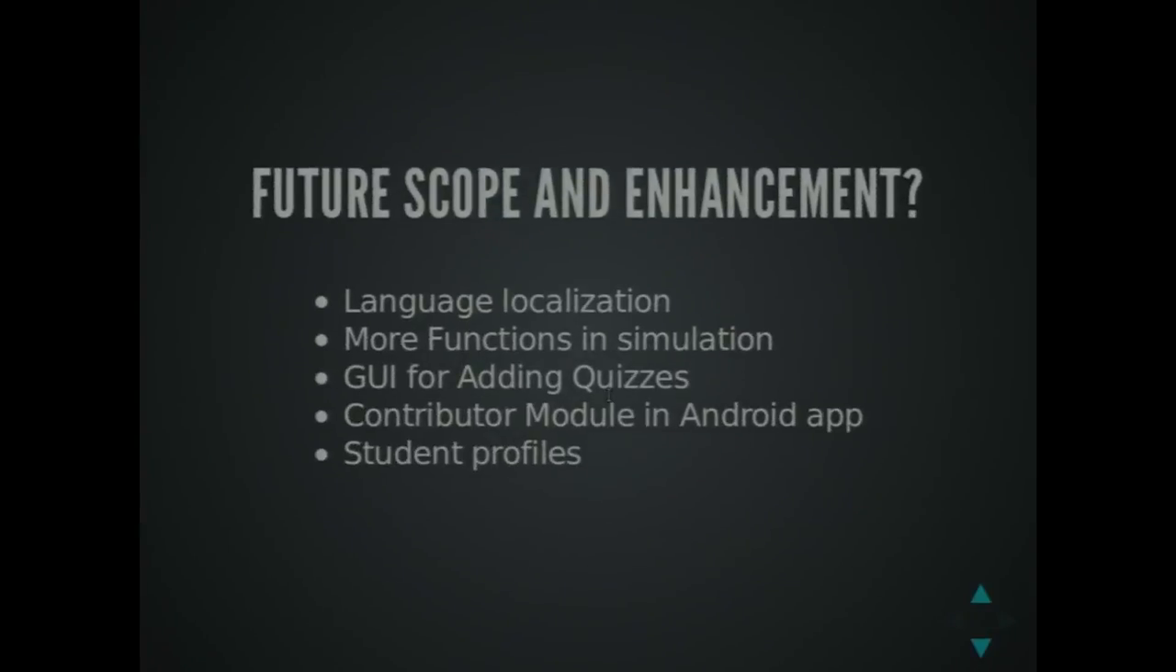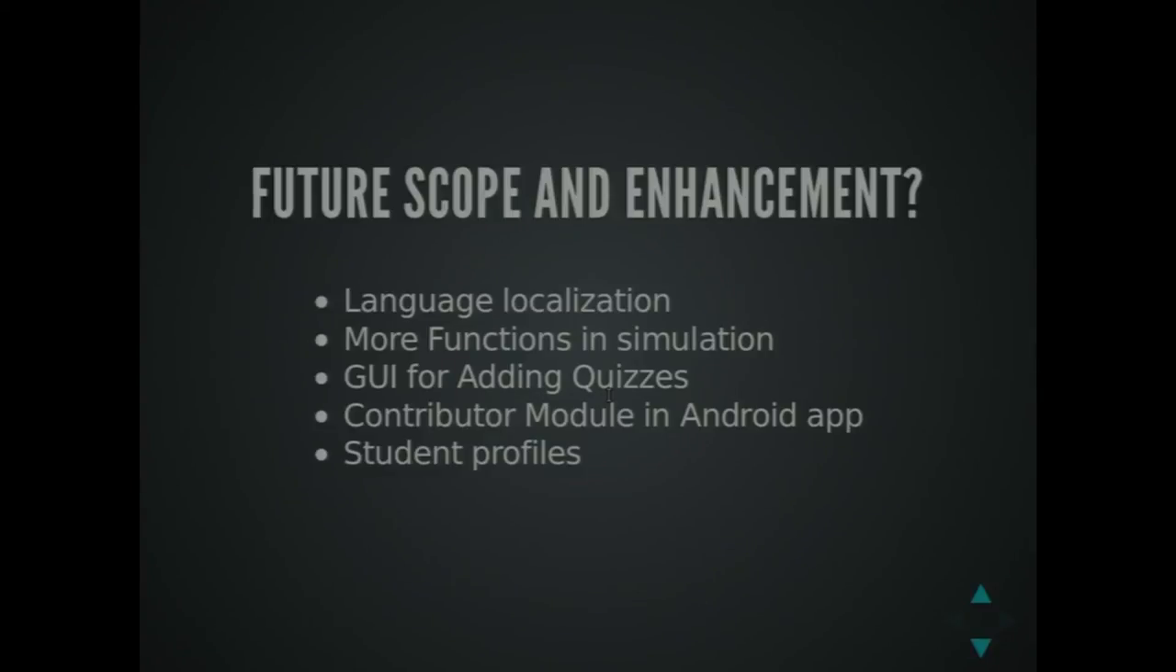Future scope of this project: definitely this entire system which we have given is scalable, and lots of things can be added to it. Language localization is one thing, for students across different regions, in their native languages probably. And more functions in simulation, definitely. Right now we have given very basic features. We can simulate all circuits and those things. But if you talk about chemistry experiments, like pouring, showing a fire, a Bunsen burner, showing something changing color, things like that can definitely be added.